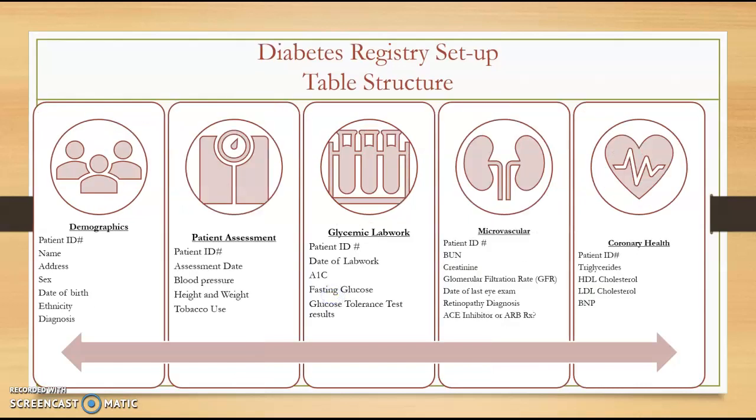All of the remaining tables are linked to the demographics table by the primary key, which is the unique patient ID number. Each table includes a different set of risk factors.